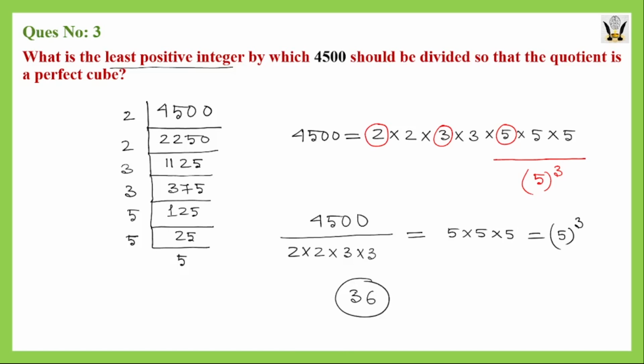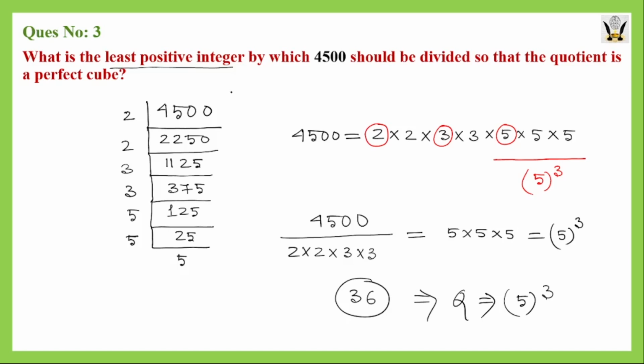So if we divide 4500 by 36, then the quotient will be a perfect cube, which is the cube of 5. And this is the only value, 36, by which if we divide 4500, the quotient will be a cube value. But there is another possibility: if we divide 4500 by 4500 itself, then the quotient will be 1, and 1 can be represented as a cube of 1 also.